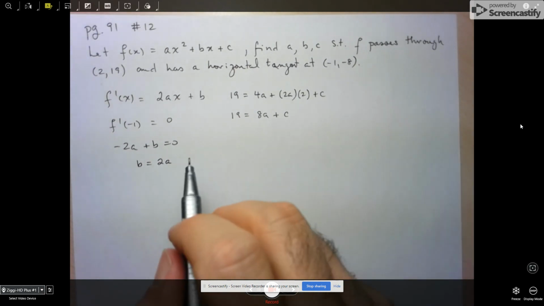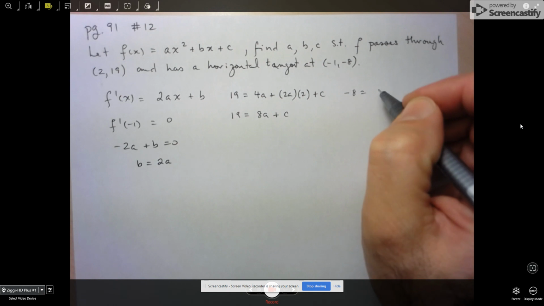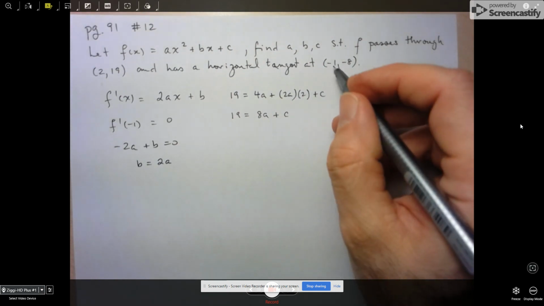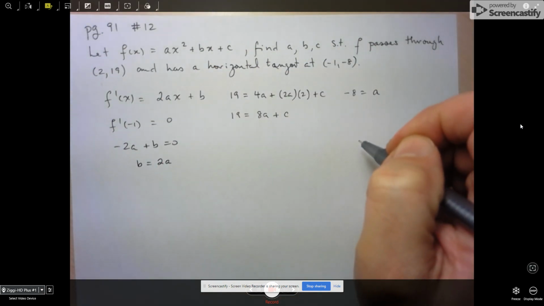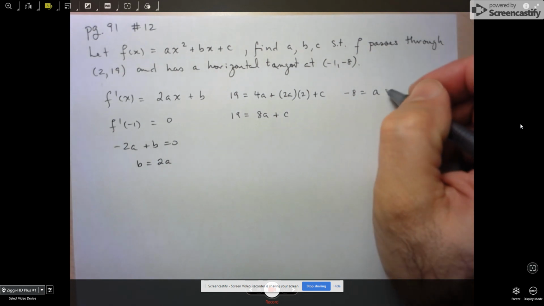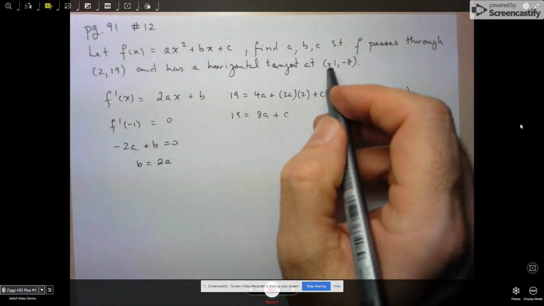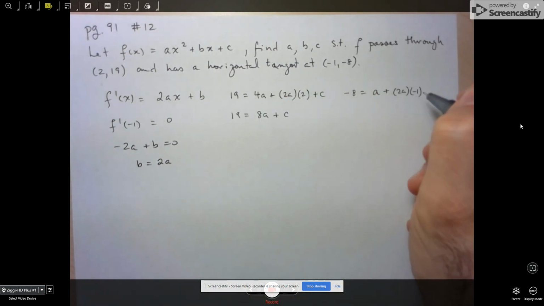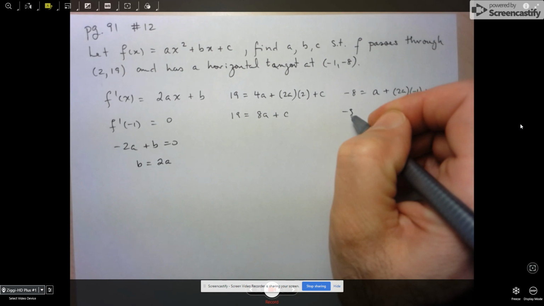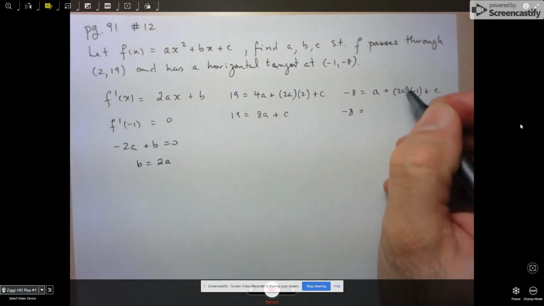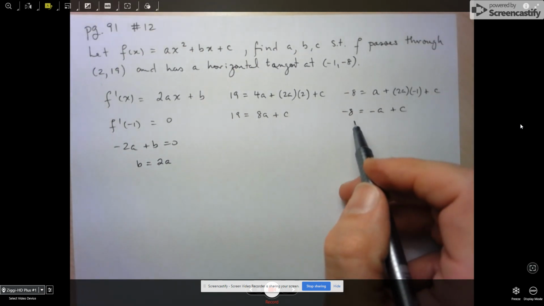So let's now use the other point on the curve, which is (-1, -8). So when y is equal to -8, we can just replace x by -1. So -1 squared is +1. So this is just a. And then here we've got plus b, which remember is just 2a, times x, which is -1. All right, and then plus c. And now when we simplify this here, we have -8 equals a minus 2a is -a plus c. We now have our second equation with a and c.